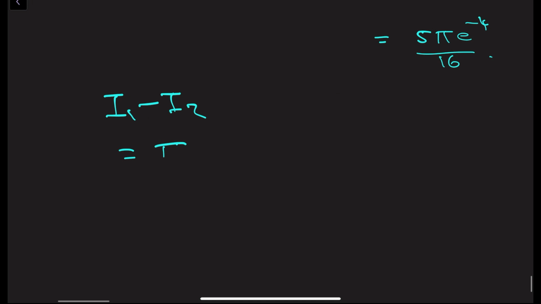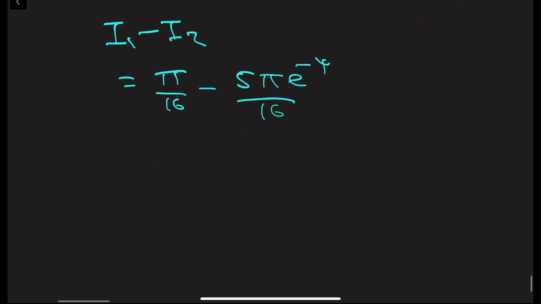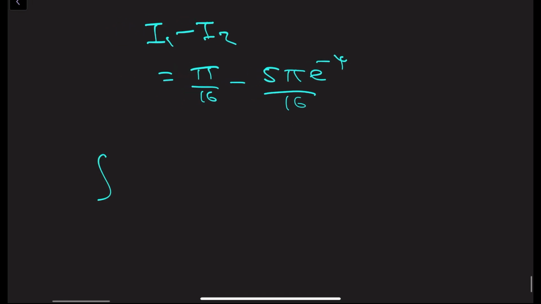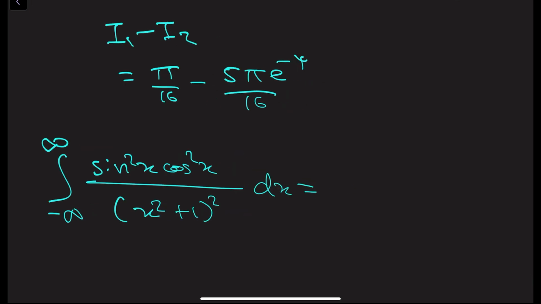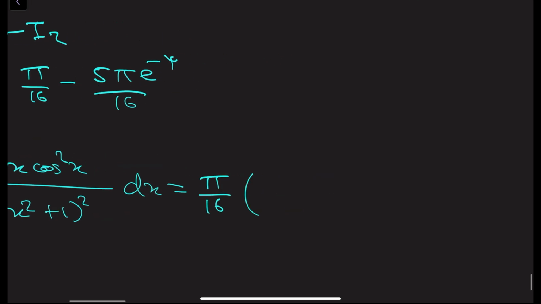Now, we remember I is equal to I1 minus I2, and I1 was pi on 16. So this is our result. Let me write the full integral again. The integral from minus infinity to infinity of sine squared cos squared over (x squared plus 1) all squared is equal to pi on 16 times (1 minus 5 over e to the 4).